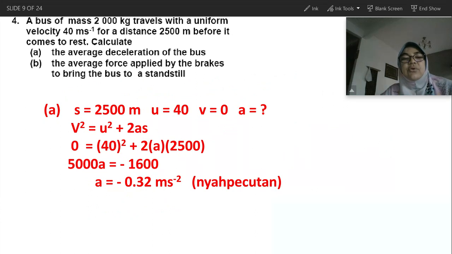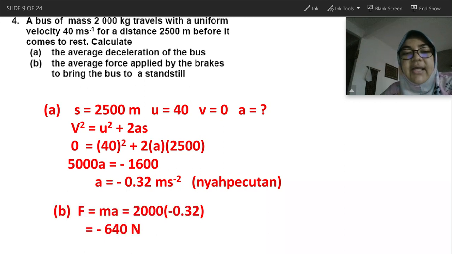Okay, so how did I get the 3.2? I think my calculation is correct. So 5,000 divided by 1600, yeah, 3.2. Okay, and then from there we can get the force.